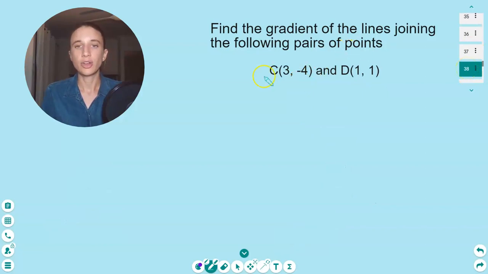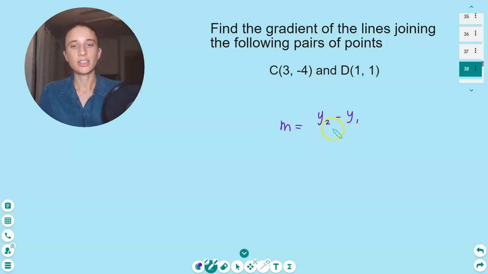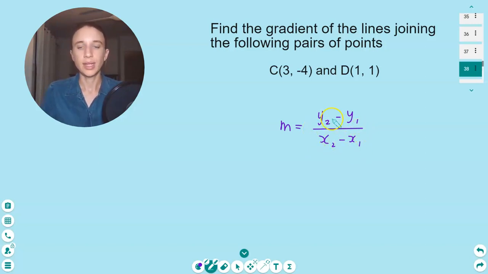Right. Find the gradient. Now remembering that formula. M is the change in y. So y2 take y1 over the change in x. 4 values to substitute, and there's 4 little coordinates here. Let's label them properly. This is x, y, this is x, y, this is the first point, second point. So substitute. 1, take -4. And I can make a note to myself that that's 1 plus 4.